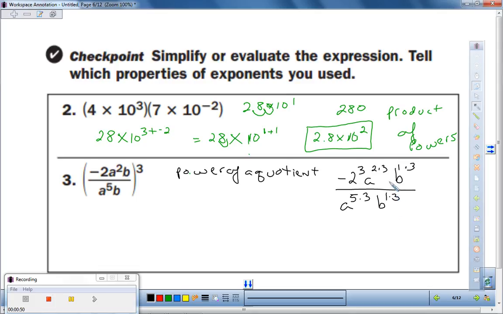Okay, then we're going to use power of a product. This is where we're going to actually multiply the exponents together, so we end up with -2 to the third, a to the 6th, b to the third, over a to the 15th, b to the third. Okay, now we're going to use power of a power, which is where we went through and did all that.